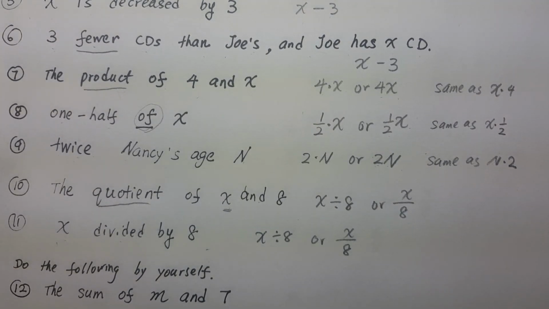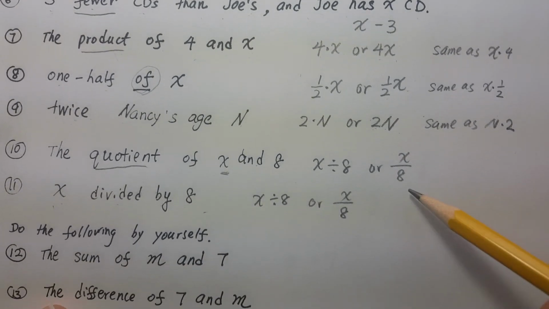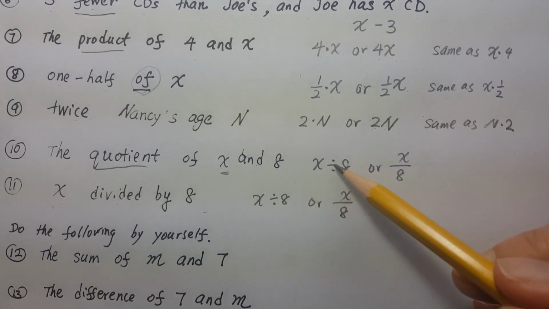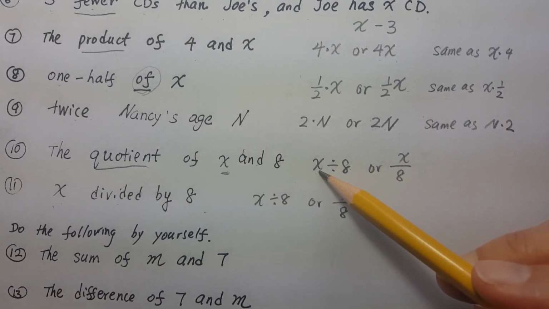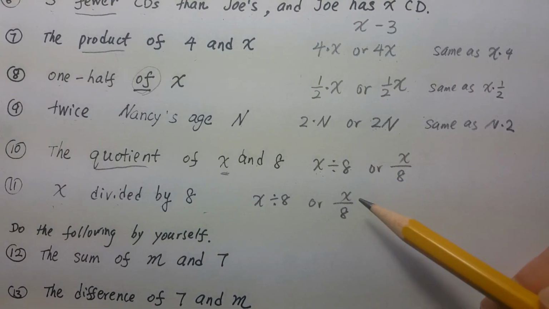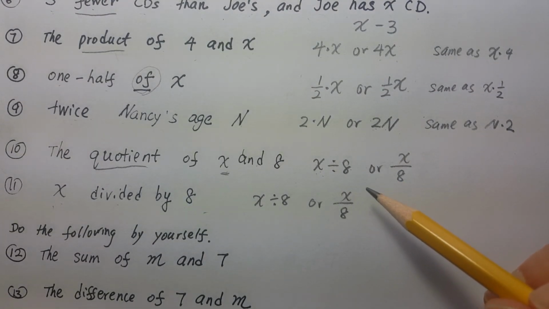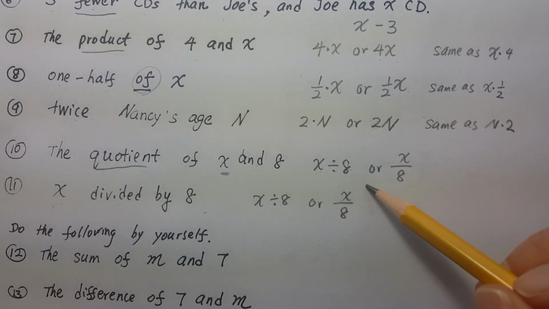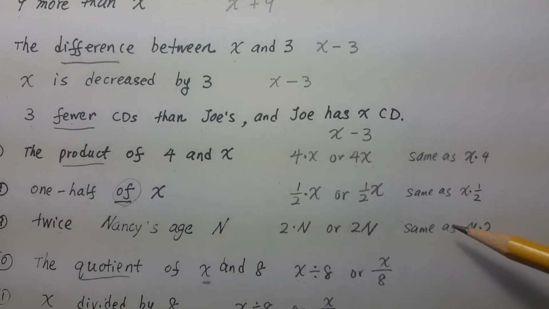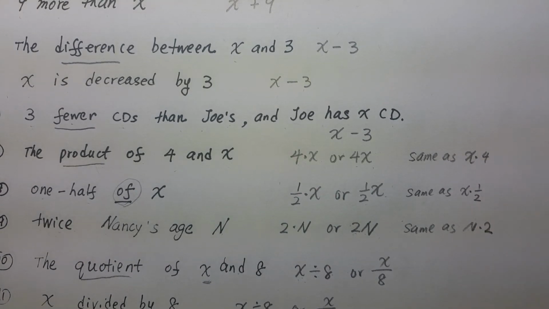So the only 2 where you can swap the order are addition and multiplication. Division, you cannot swap the order. For example, x divided by 8. If x is 16, 16 divided by 8 is not the same thing as 8 divided by 16. So you have to remember only addition and multiplication, you can swap the order.